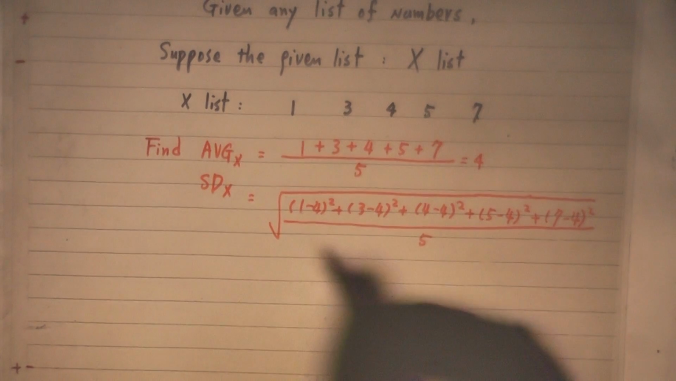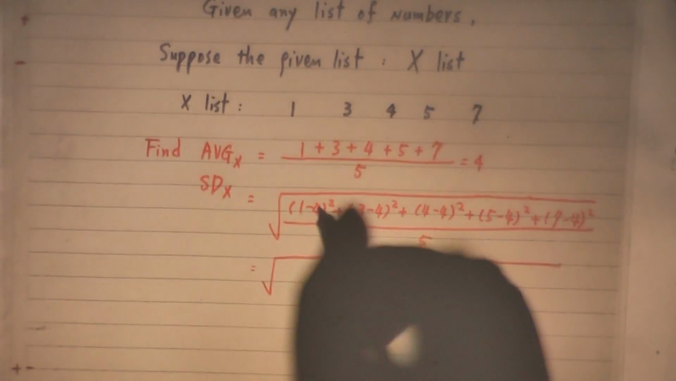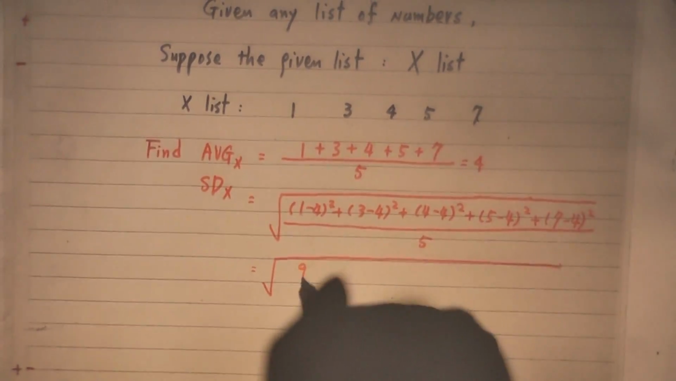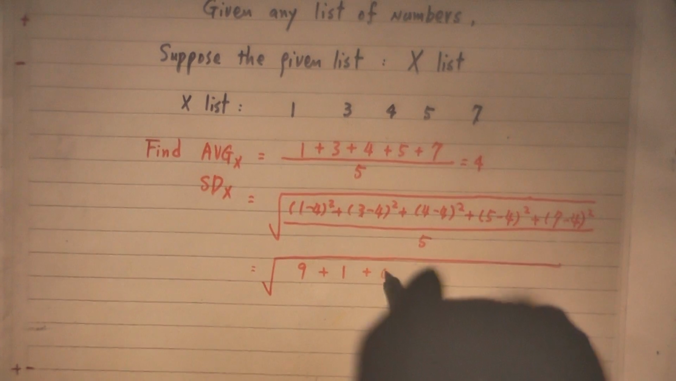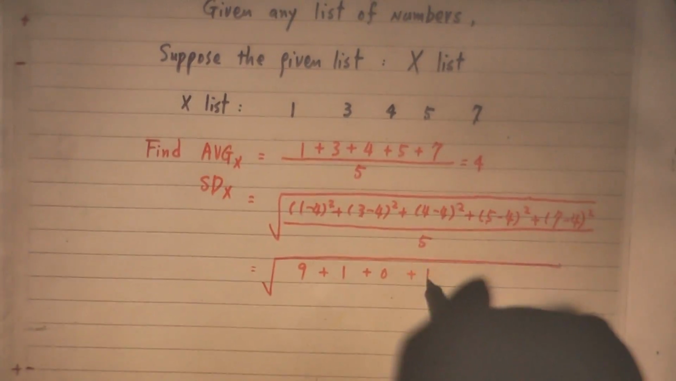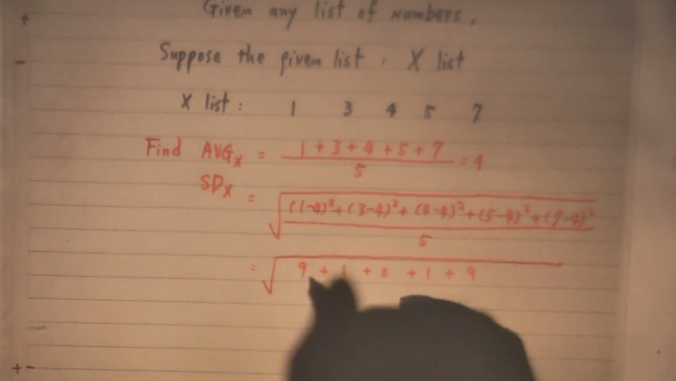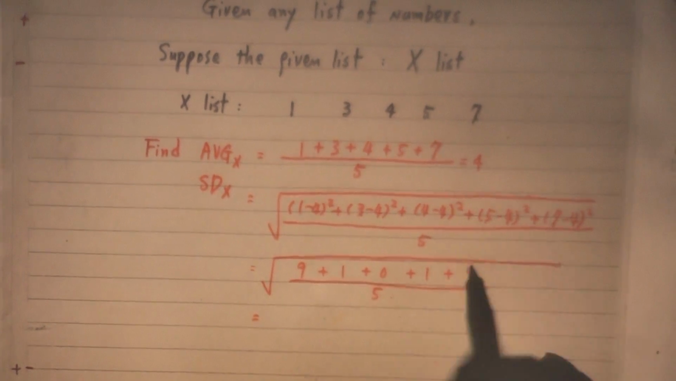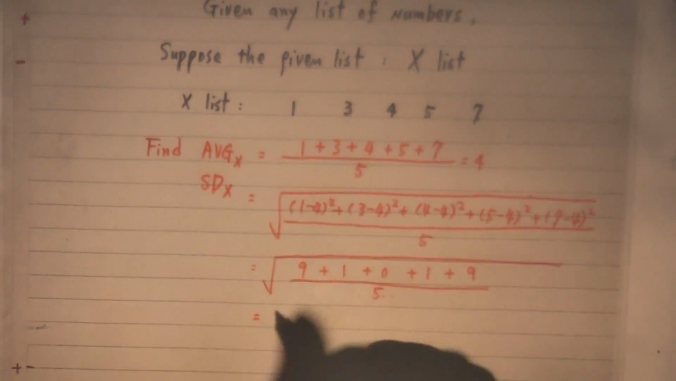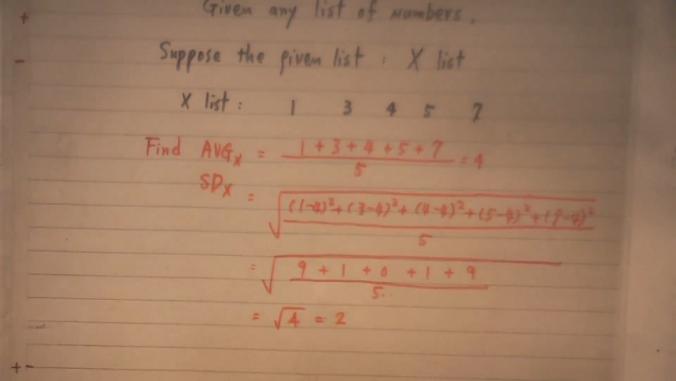So what do we find on the list? A quick calculation. This is 3 squared, which is 9. 1 squared is 1. 0 squared is 0. 1 squared is 1. 7 minus 4 is 3, and 3 squared is 9. And then I divide it by 5. So this is 20 divided by 5, which is 4. And the square root of 4 is 2. So the standard deviation of X is 2.